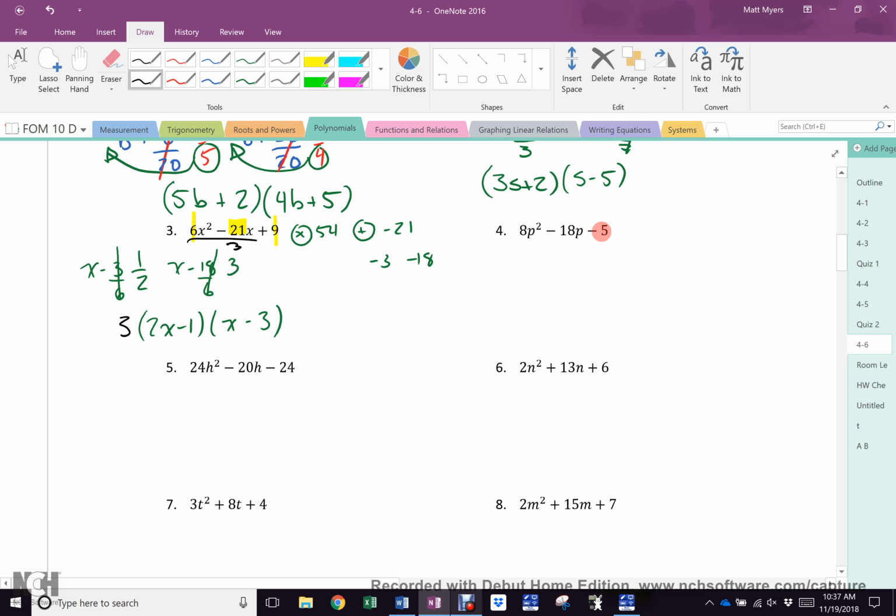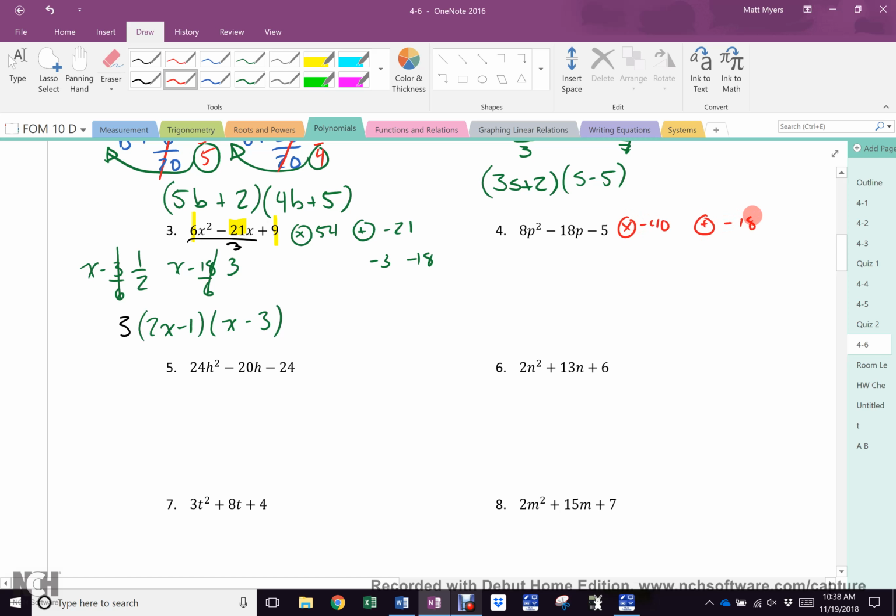Number 4. What bothers me? The 8. Can I get rid of 8? Yeah. No. No, because 5 doesn't divide by 8. So, what do I got to do? 8 times 5, and that's negative 40. Negative 40. And add to what?